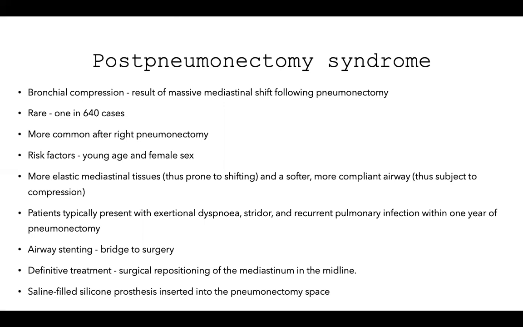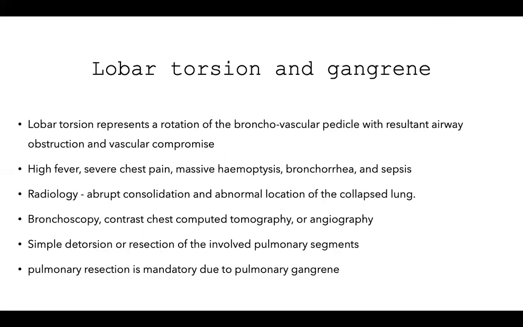The patient typically presents with exertional dyspnea, stridor, and recurrent pulmonary infection within 1 year of pneumonectomy. Treatment is airway stenting as a bridge to therapy; this patient will need surgery. Definitive treatment is surgical repositioning of the mediastinum in the midline, and a saline-filled silicone prosthesis is inserted into the pneumonectomy space. Lobar torsion and gangrene.